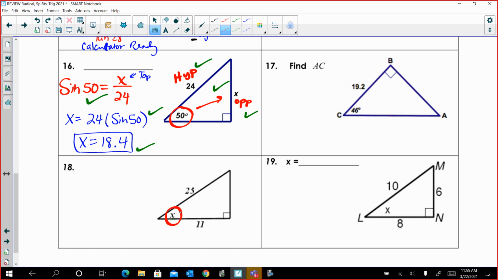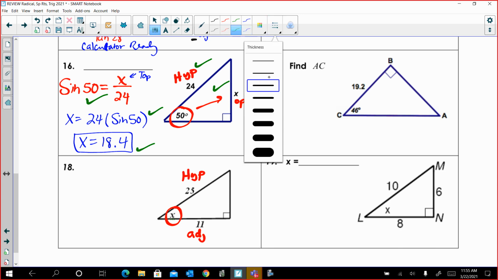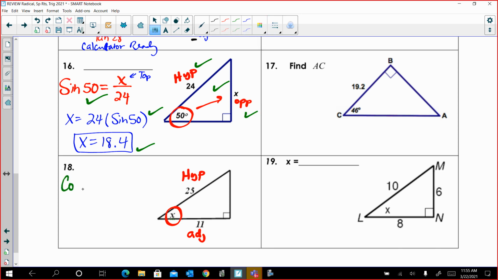Now, on 18, let's do that one. This is the angle. The x is the angle. 11 is right next to this angle, so this would be the adjacent, and 25 is the hypotenuse. So who deals with adjacent and hypotenuse? That would be cosine. So we do cosine of x equals 11 over 25. Now, because x is the angle that we're trying to find, this is when we have to use, because x is inside the triangle, you have to use the inverse. So x equals the cosine to the negative 1 of 11 over 25.